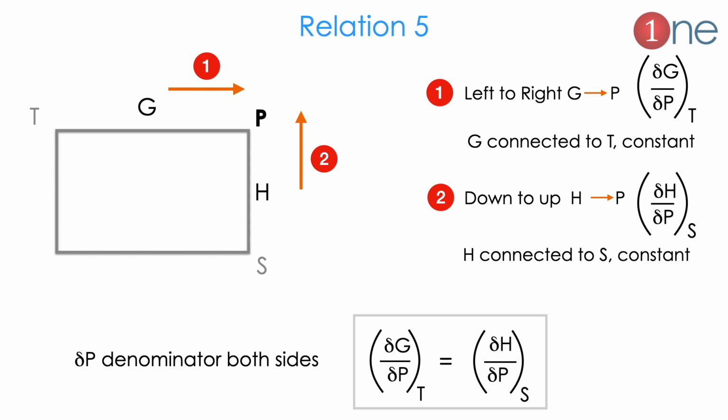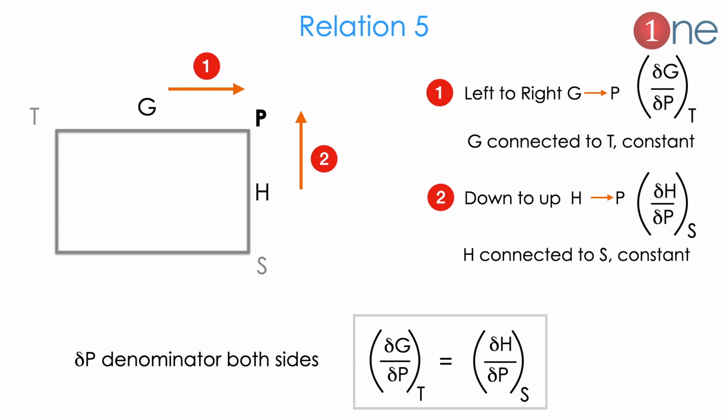For the next set of relations, we always take the corner. Here we take the corner as P. So we will write G to P, so ∂G/∂P, and we'll start H to P, so same ∂H/∂P. Here P is the denominator, so we will write all in terms of P. So ∂G/∂P equals ∂H/∂P.